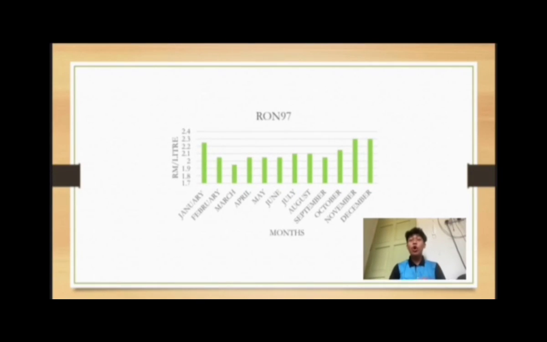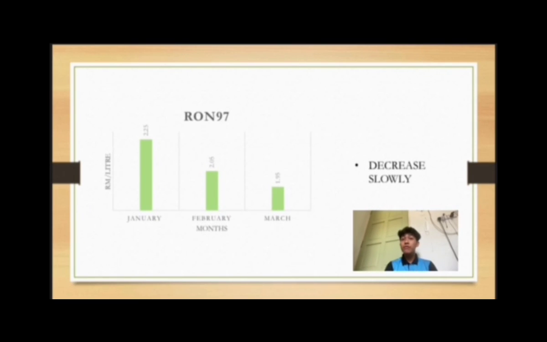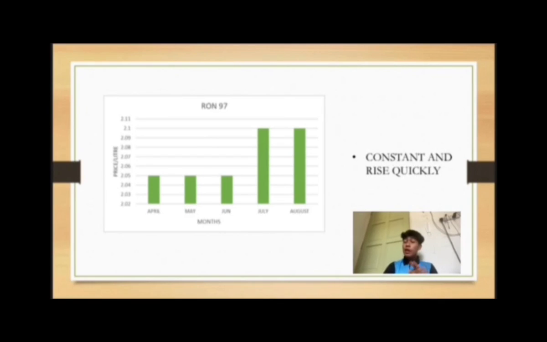So this is the oil price graph for RON97 from January to December. In January, the price for RON97 was RM2.25, higher than in February at RM2.05 and March at RM1.95. You can see for RON97 from January to March showing a decline, or we can say decrease slowly. In April, May and June, the graph shows the oil price for RON97 is constant at RM2.05.